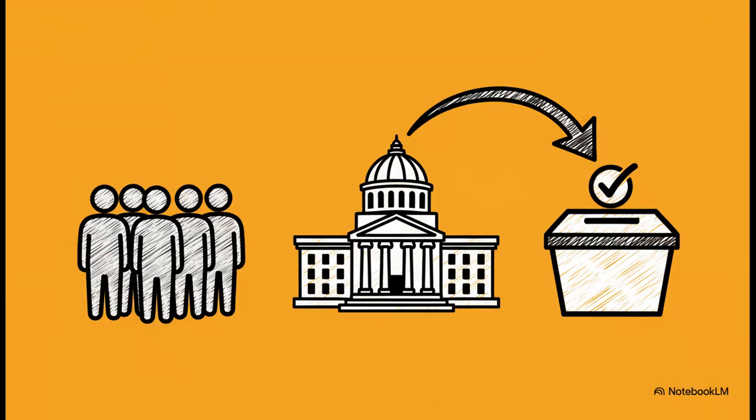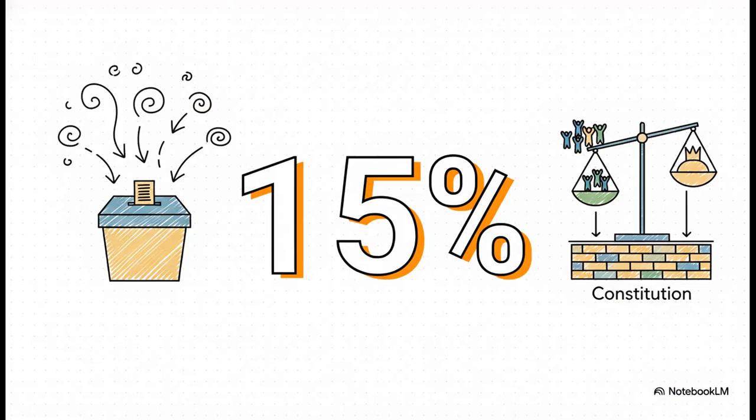Now, the power of the people goes way beyond just casting a ballot for a representative. This is where things get really cool. The Constitution includes some powerful tools for direct democracy, which means citizens can literally bypass the government and take action themselves. Take accountability, for example.